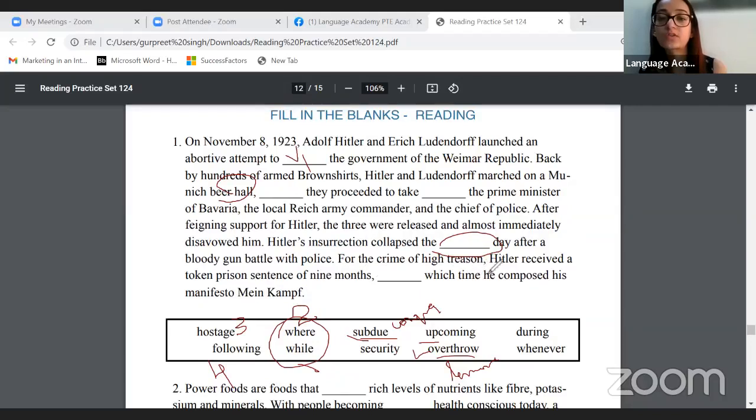For the crime of high treason, Hitler received a token prison sentence of 9 months, dash which time he composed his manifesto. So 9 months is a period of time. Whenever we talk about a period of time, we always go with during. So during this time, during 9 months, that can be referred to as during which, here meaning 9 months. So during which he composed this particular thing. So during was mostly right, following was right. Just some of you wrote while, which was a bit unobvious. Otherwise, it's fine. Any confusions, anybody in this first question?